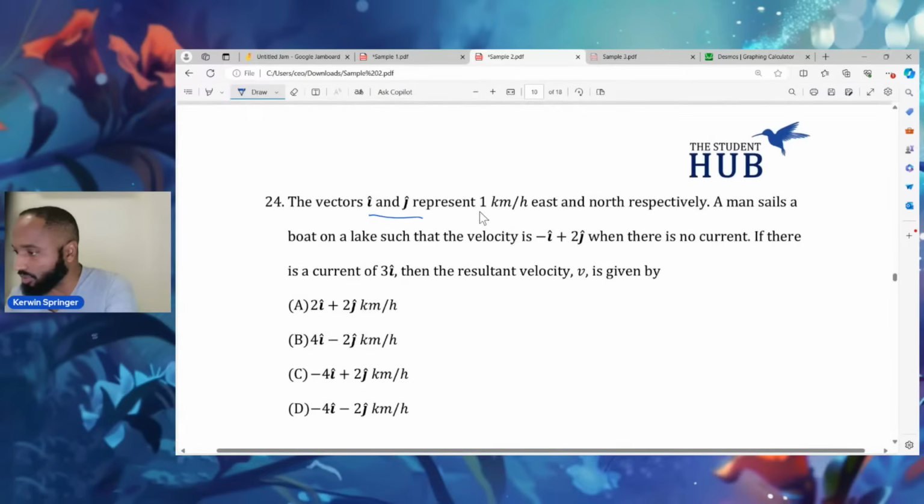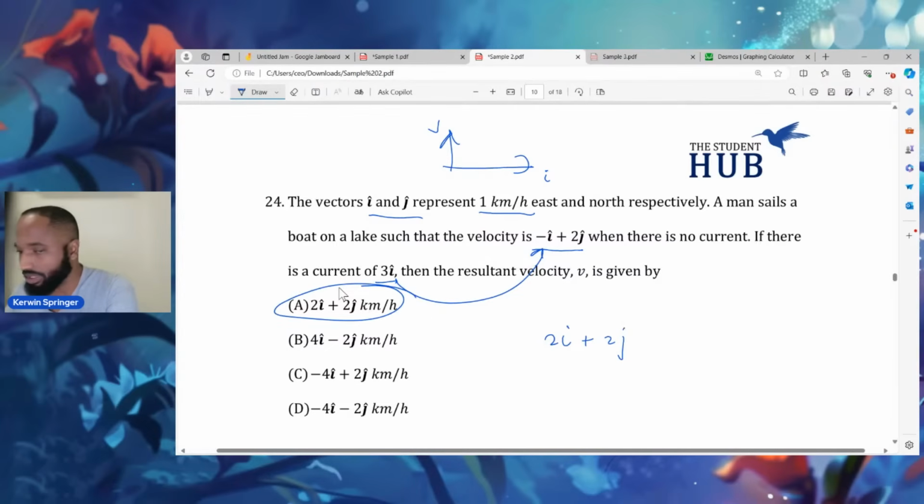Vectors i and j represent 1 kilometer east and north respectively. So that is i, that is j. A man sails a boat such that it is minus i. There's a current of 3i. So I need to add 3i to this. So it's 2i plus 2j. Easy things.